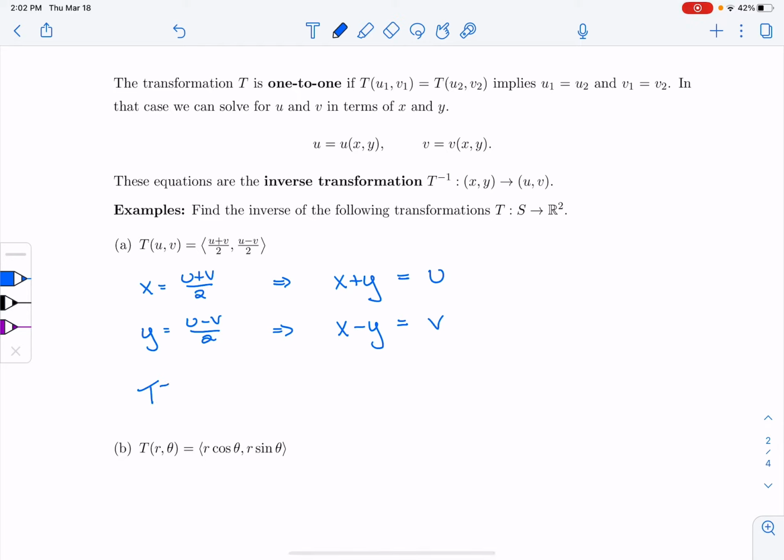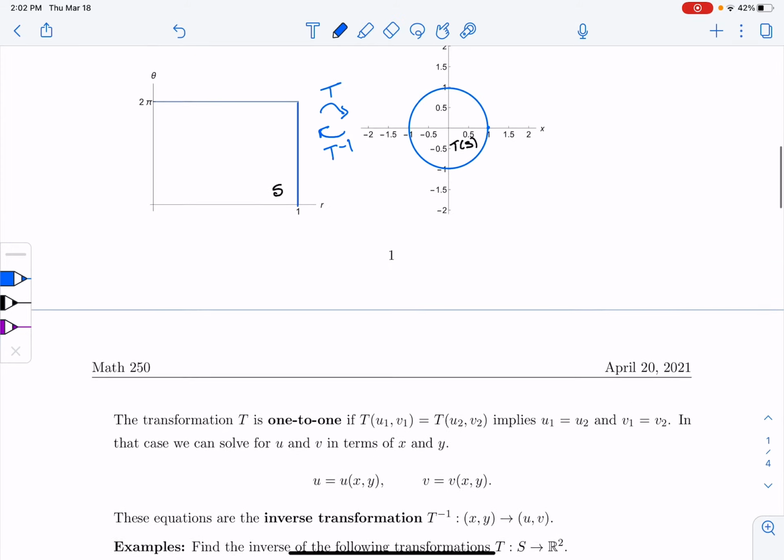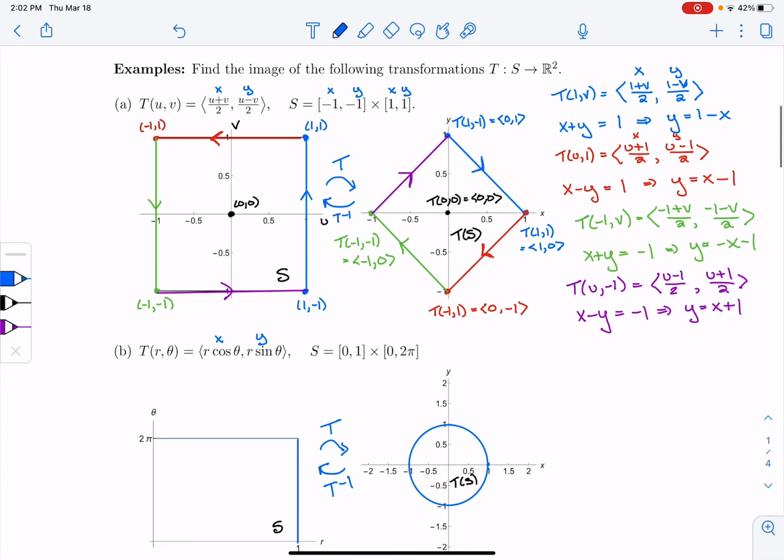And so now I've defined u and v in terms of x and y, and that is my inverse transformation. So T inverse applied to (x, y) is equal to (x plus y, x minus y). And so this inverse transformation would take the diamond shape that you see there, all points that are within that diamond, and transform them back into that square region that you see there.